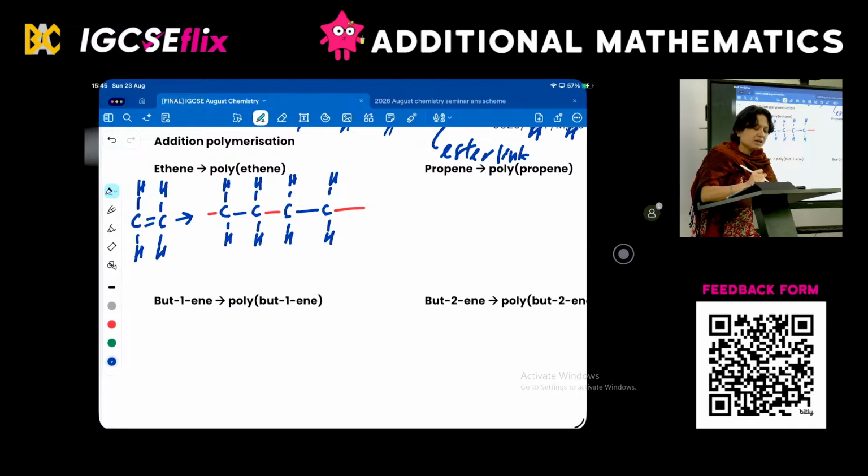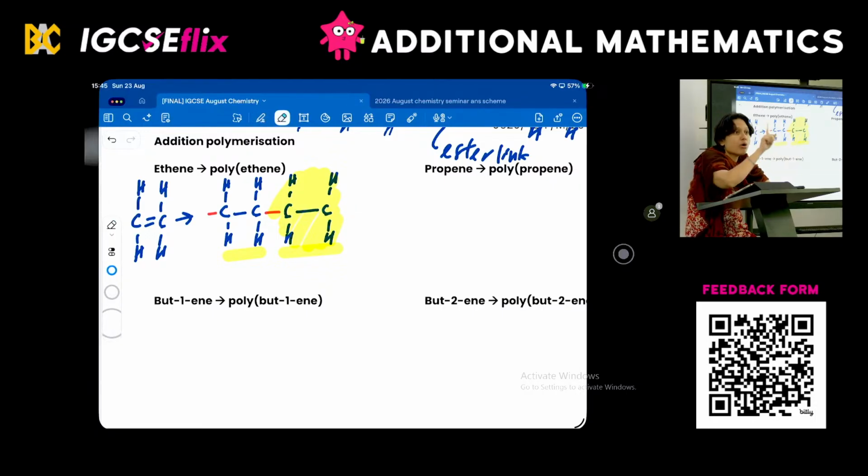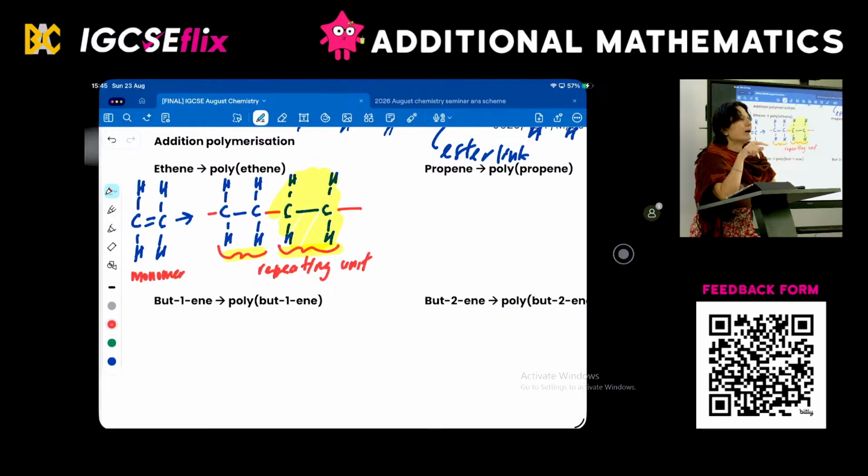Okay, how many repeating units is this? 1, 2. When you draw like this, it's called a repeating unit. The bonds must be open. You cannot forget and then suddenly, oh, don't draw the ends. Wrong. Because you draw the ends to show that it is continuing to the next one, and the next one. So here is 1 repeating unit. Here is 2 repeating units. This is called the repeating unit. This is called the monomer.